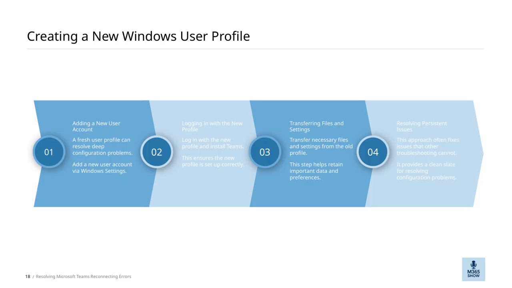This step is crucial because it ensures that the new profile is set up correctly from the ground up, free of any previous misconfigurations. Next, you'll want to transfer important files and settings from your old profile to the new one. This way, you retain all your essential data and preferences without losing anything. Doing this often fixes issues that other troubleshooting methods might not resolve, especially if the problem is deeply rooted in the profile itself. In essence, adding a new user account and transferring your data gives you a clean slate, making it much easier to troubleshoot persistent issues like Teams reconnecting errors. It's a simple yet powerful step in ensuring your environment is stable and running smoothly.